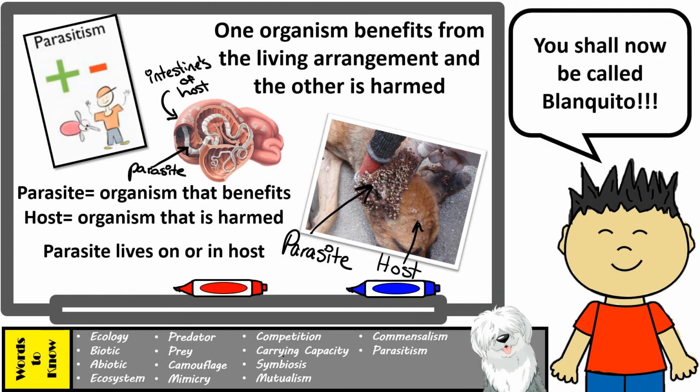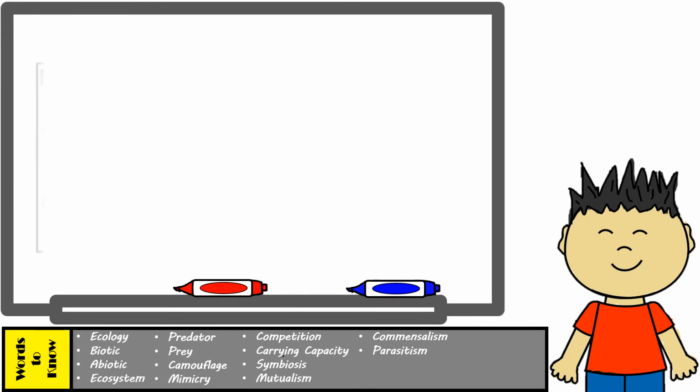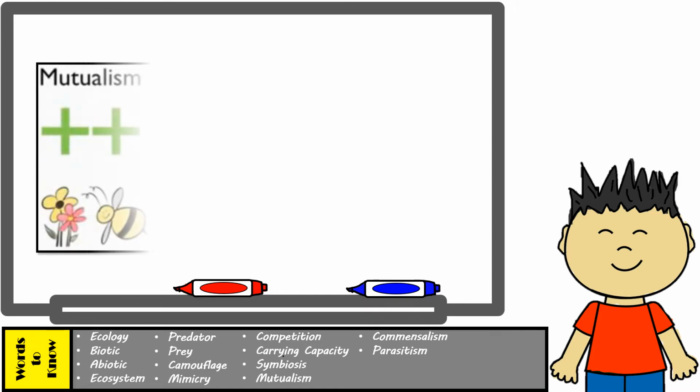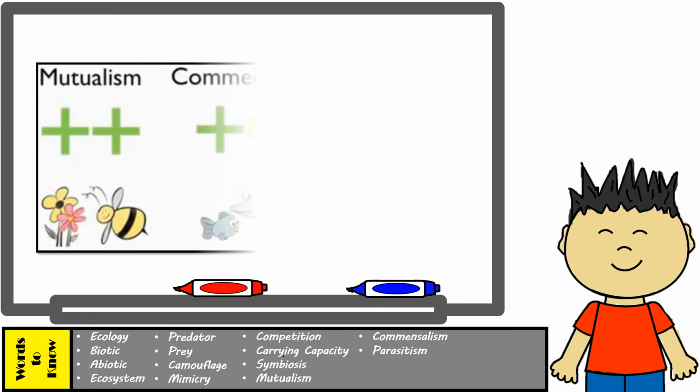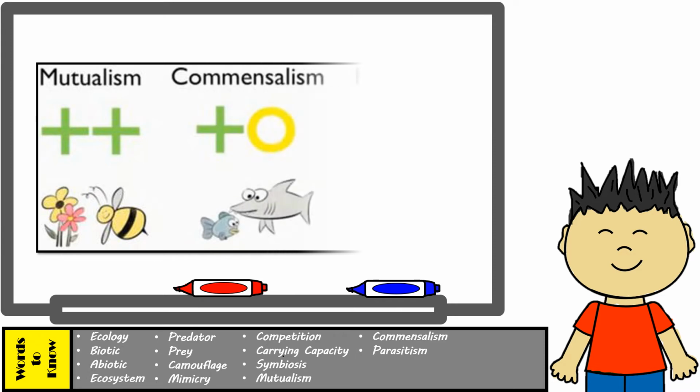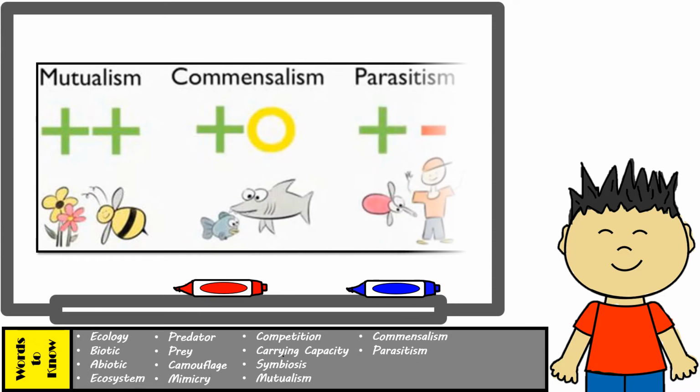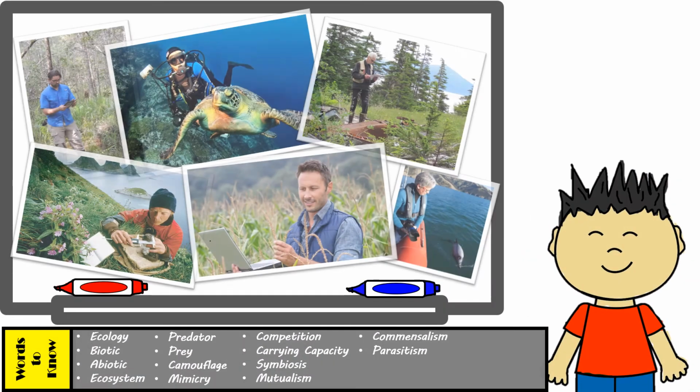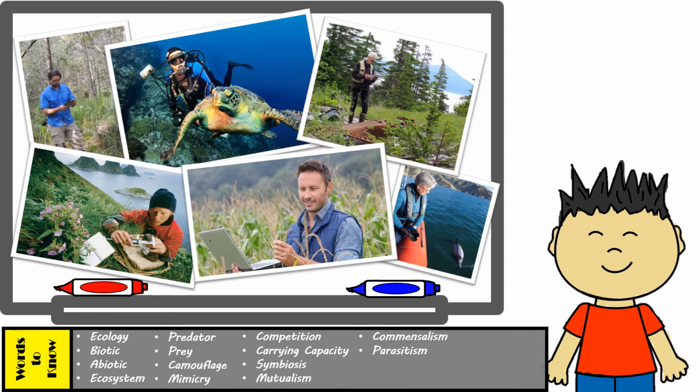Okay, so overall, the three symbiotic relationships include mutualism, in which both organisms benefit, commensalism, in which one organism benefits and the other doesn't care, and lastly, parasitism, in which one organism benefits and the other one gets harmed. Ecologists study interactions among biotic and abiotic components of an ecosystem so that they can identify how a change in any one of them may affect other components of the ecosystem.